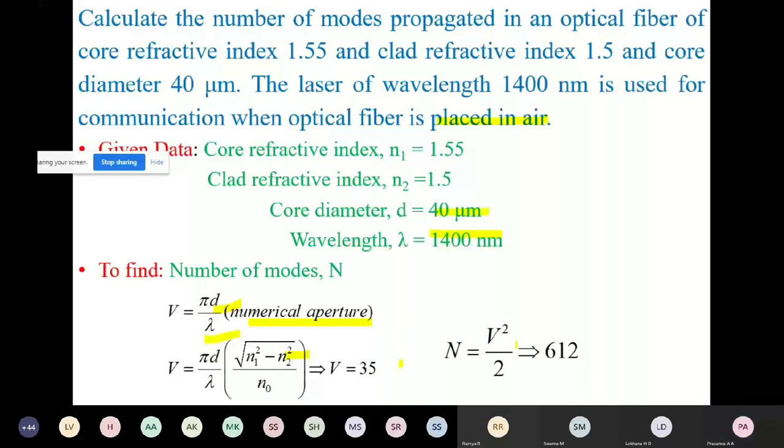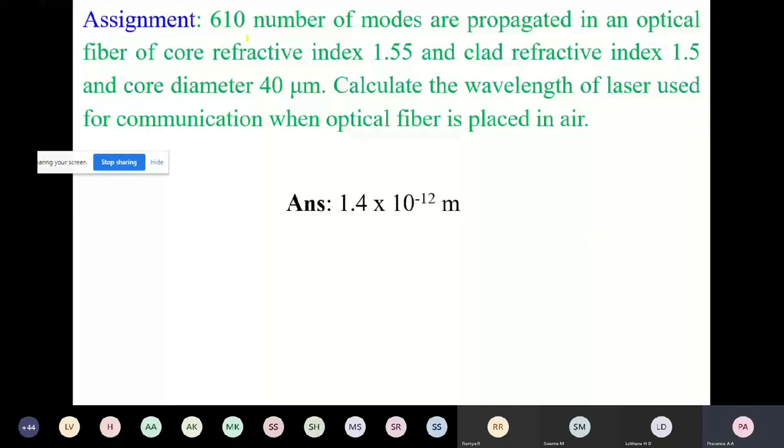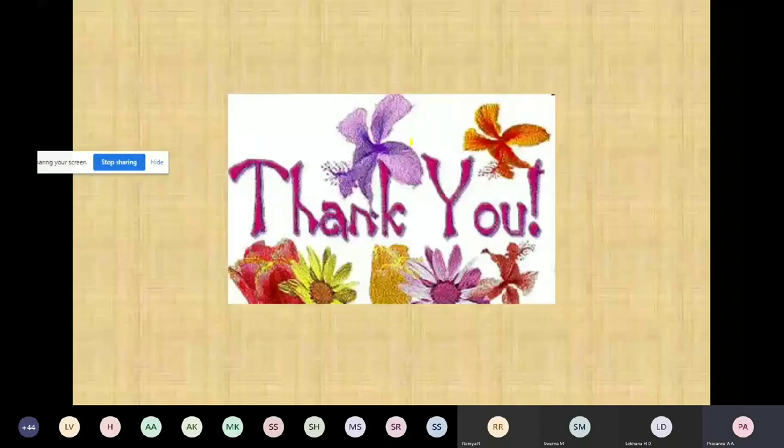Calculate this one. And I give you an assignment. Similar problem. You calculate. What to calculate? Calculate the wavelength of the laser used for communication. So these are the different types of problems which may appear in the examination. Just learn these types of problems or similar problems. They are enough. And this completes the lectures on all 5 modules.